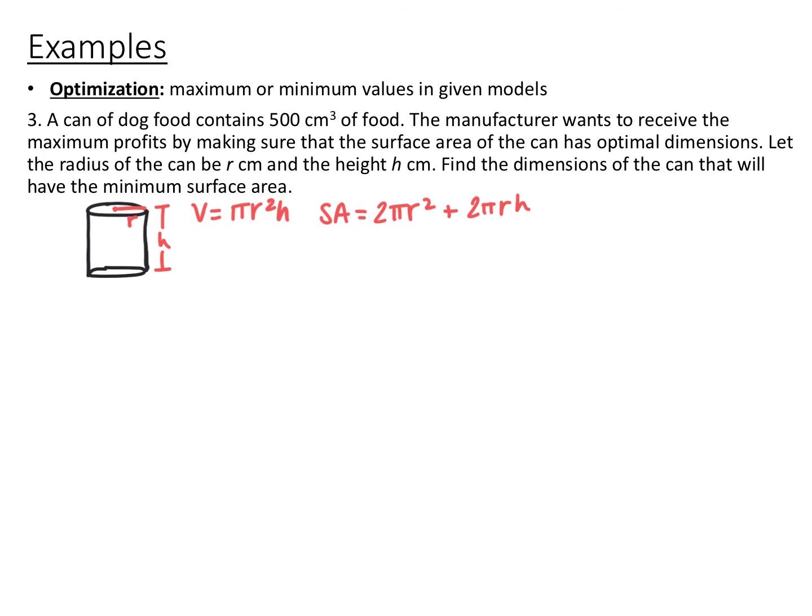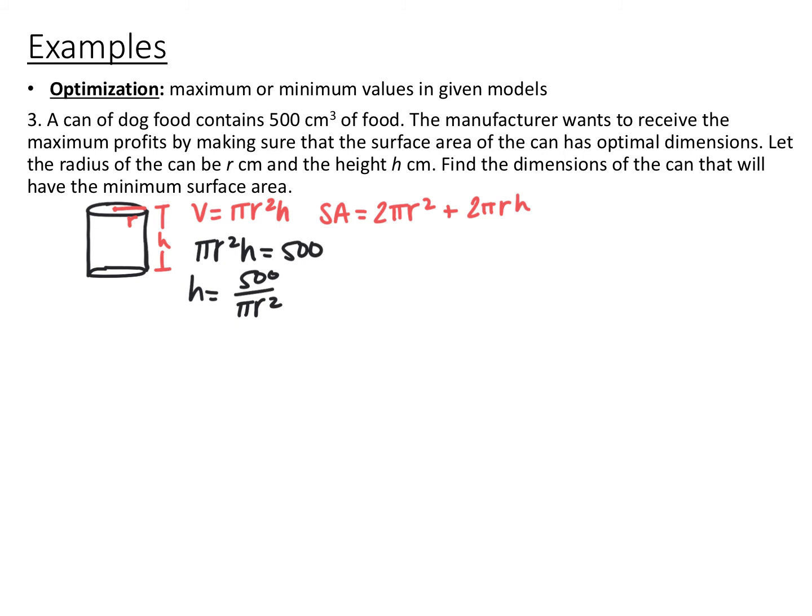it in terms of just one variable. So we need to get rid of either the h or the r. So using what you know about the volume being 500 centimeters cubed, write an expression for the height in terms of the radius. So if pi r squared h, which is the volume, is equal to 500, which is what they tell us, then if I divide both sides by pi r squared, I end up with h to be 500 over pi r squared.